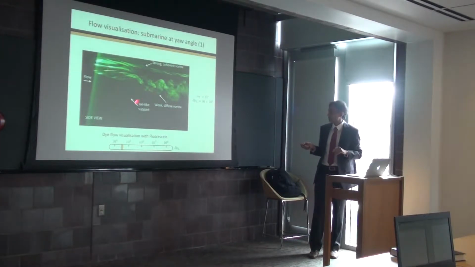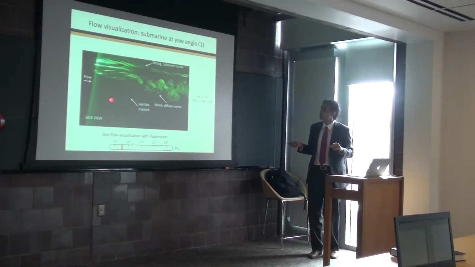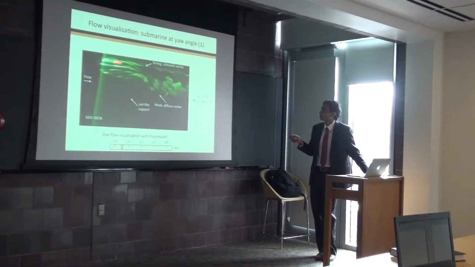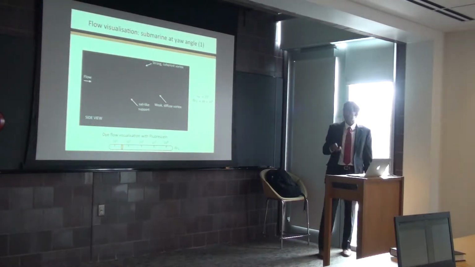Now let's look at the same in yaw. I mentioned to you previously that all differences between pitch and yaw can be attributed to the support, so keep that in mind here. This is now the side view, not the top view. The flow goes from left to right. We see a strong coherent vortex at the top. We see the sail here and a weak diffuse vortex that's shed due to the interaction of that separating boundary layer with the support. So we see a rather different pattern in pitch as compared to yaw.